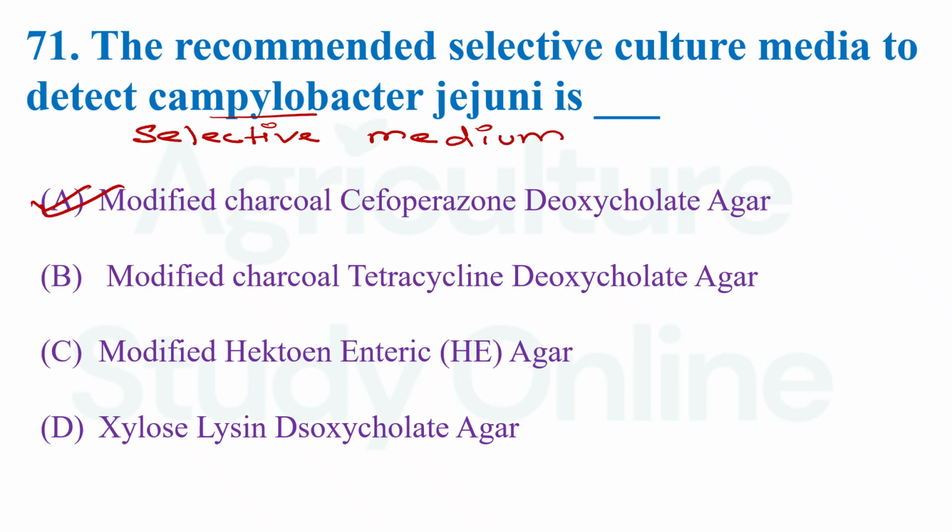For Campylobacter jejuni, it suppresses other bacteria, and this charcoal helps to neutralize the toxic compounds. Correct option is option number A.